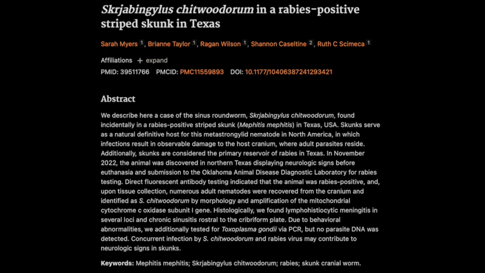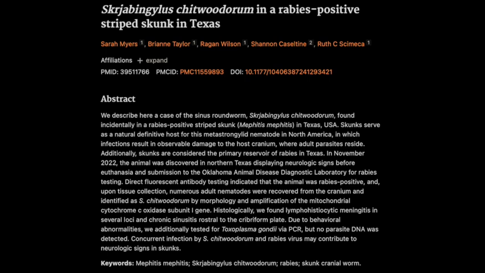But how does the damage from this worm actually cause these behavioral changes? Well, think about it. This parasite lives in the frontal sinuses, right up there in the skull near the brain. As those worms grow and reproduce, they really do a number on the bone and tissue around them. That can lead to neurological problems. And that damage could be why that skunk in the study was out and about during the day, all confused.